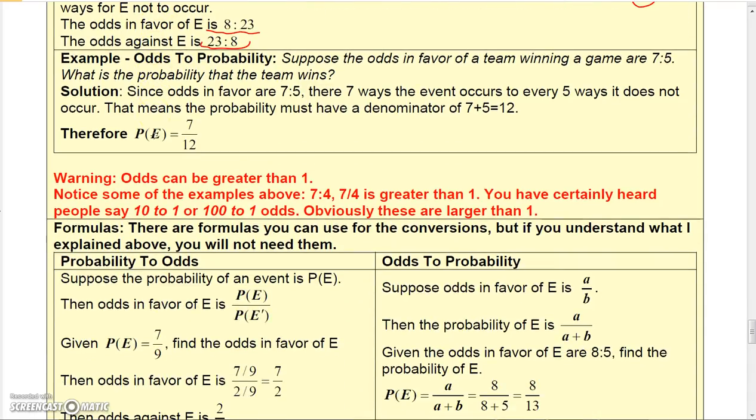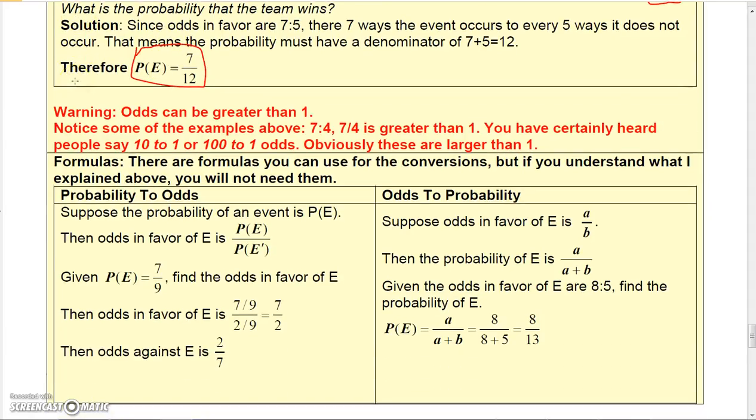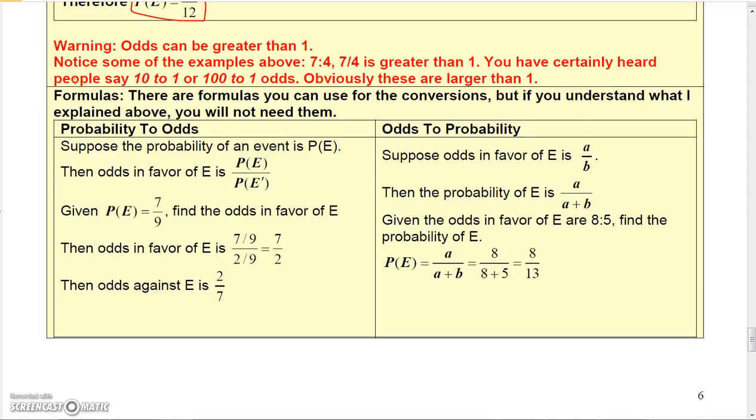Okay, now if you want to convert from odds to probability, you do it the other way. So 7 to 5 means there's 7 ways for the event to occur to every 5 ways it can't occur. Well, 7 ways to occur and 5 ways not to occur, that's 12 possibilities. So if the odds are 7 to 5, then the probability would be 7 out of 12. Now, there are formulas that you can look up, but you don't really have to if you understand what odds are.